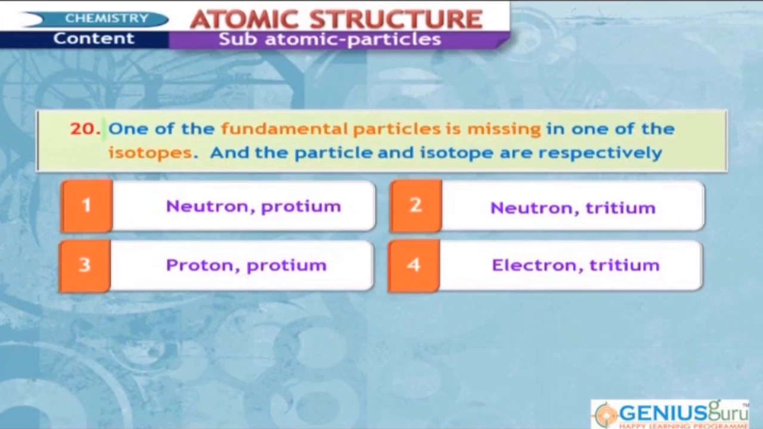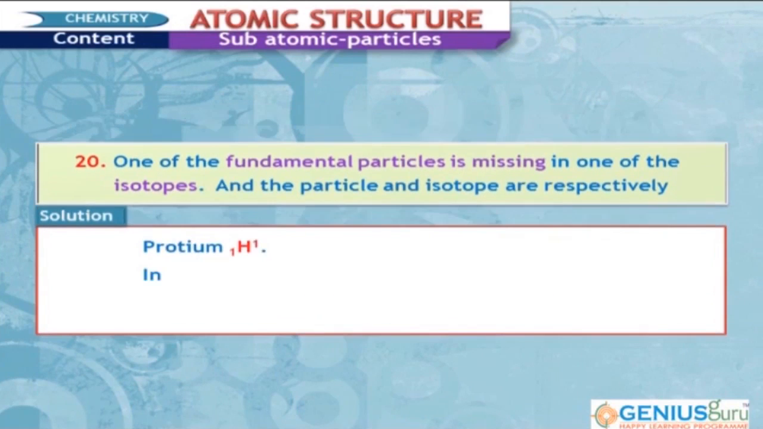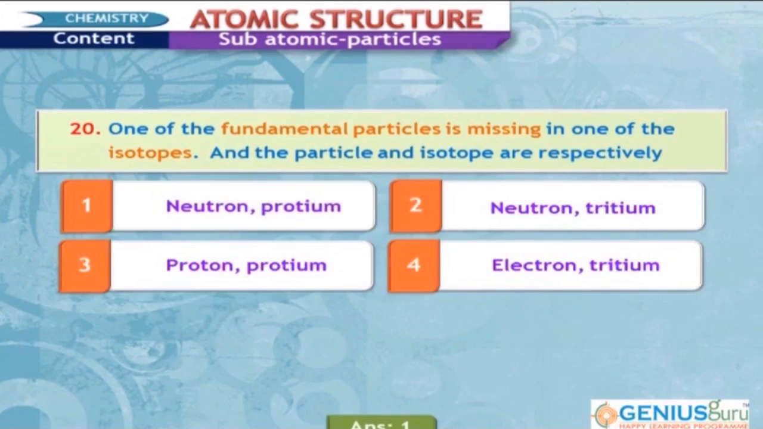Here the question is, one of the fundamental particles is missing in one of the isotopes. So here mostly the options contain the isotopes of hydrogen only. Among the isotopes of hydrogen, first consider protium. Protium is 1H1. The number of neutrons in protium is equal to 1 minus 1, which is equal to 0. So it has no neutrons. Therefore, the particle is a neutron and the isotope is protium. Hence the correct option is 1.